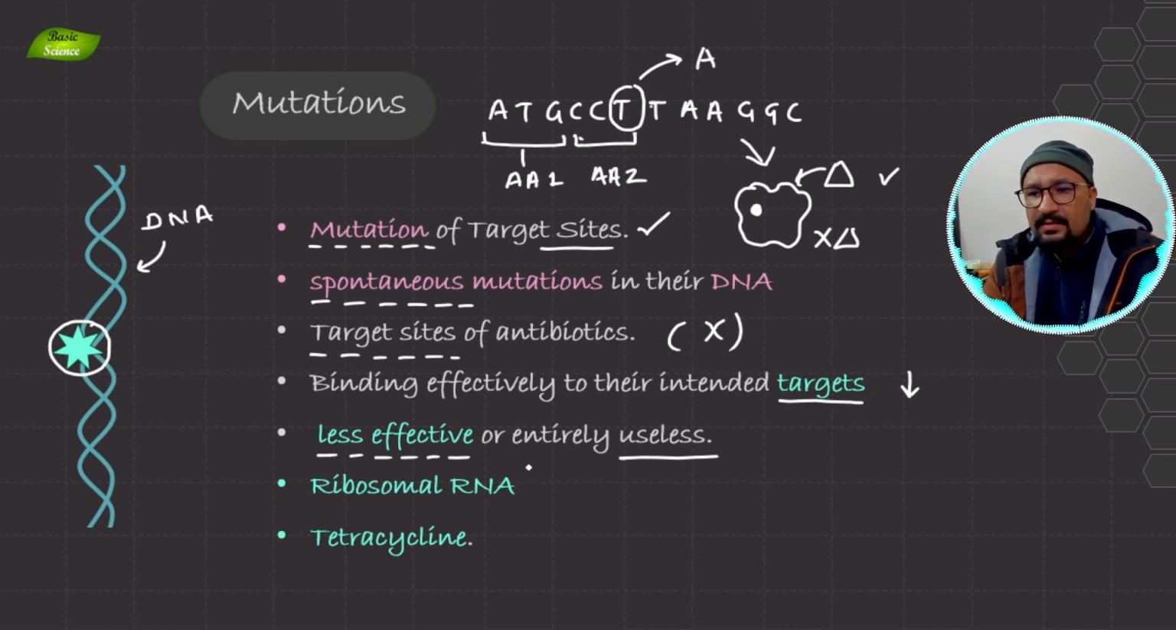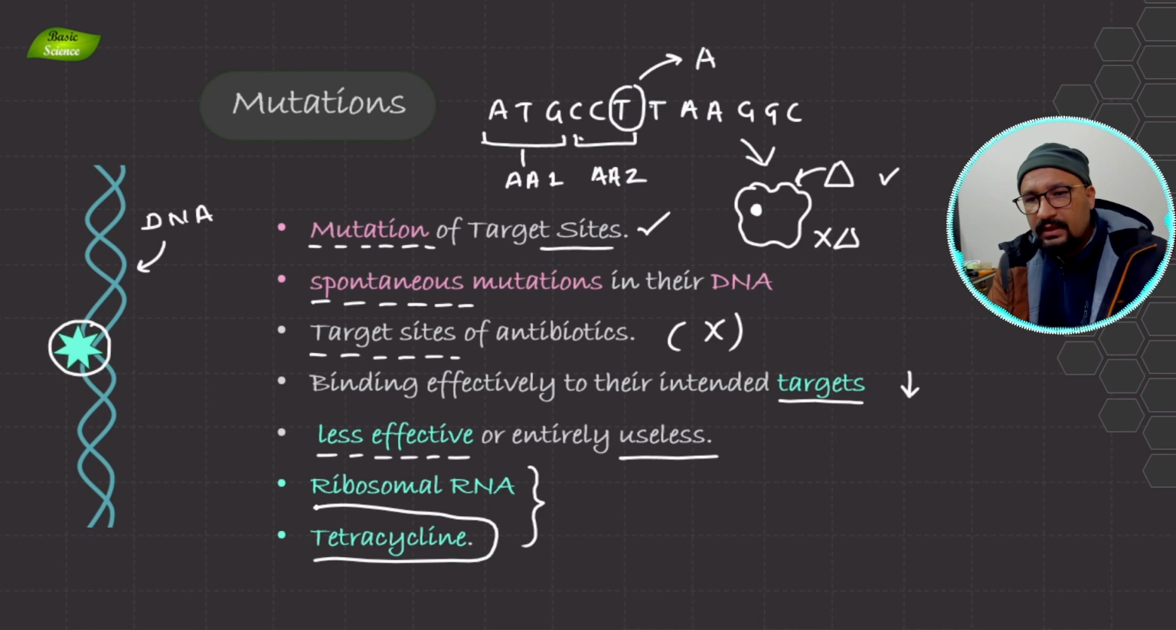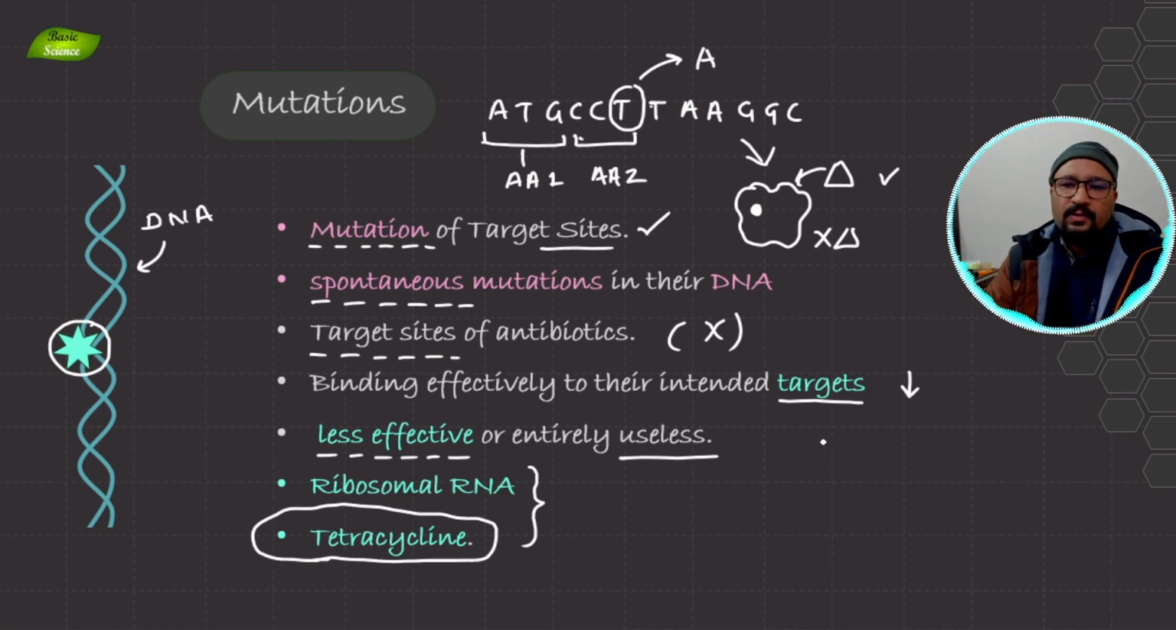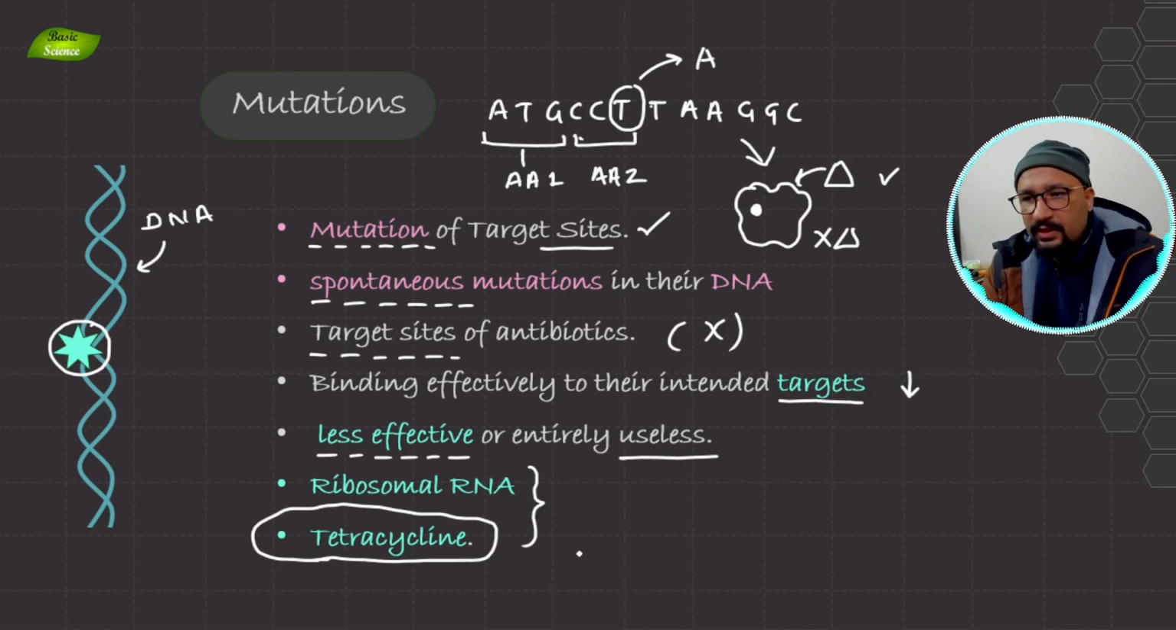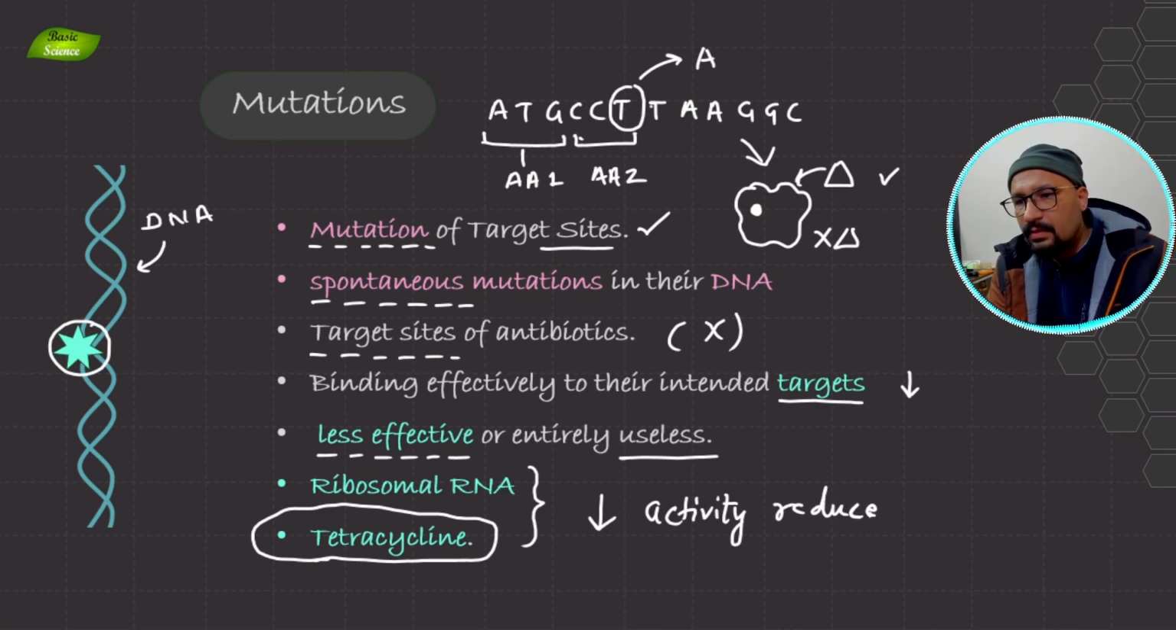An example is ribosomal DNA mutation, which is known to inhibit or reduce the activity of the tetracycline antibiotic. Its target is a protein, right? So if there is a change in this one, that can affect it, because this is also the target site of this antibiotic, and then this can reduce the activity of the antibiotic. So activity will be reduced. Correct? Okay, so this is an important point.